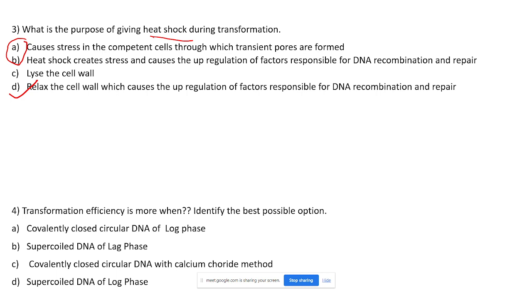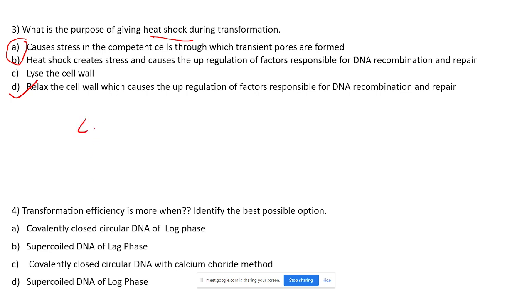Ma'am, mobility of the supercoiled DNA is highest, and in log phase, its ability to take up DNA is the best. So basically, supercoiled DNA, as he said, what's your name? Ma'am, Karthik. Okay. So as Karthik said, in supercoiled DNA mobility is highest.